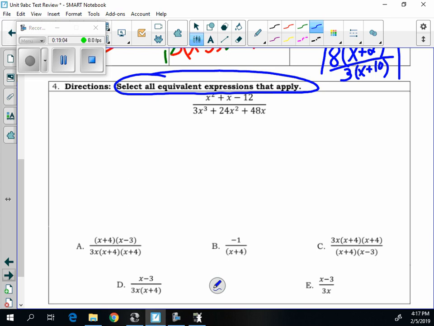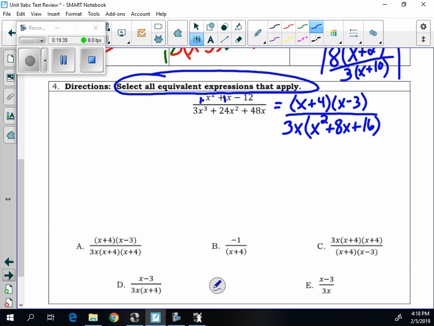So the numerator, there's no greatest common factor. A is 1, so it's like we just did. Which numbers multiply to c that add up to b, which is 1. And that's x plus 4, x minus 3. In the denominator, the greatest common factor is 3x. So we divide all 3 terms by 3x, we get x squared plus 8x plus 16. Okay, let's carry that down. So let's look to see, is that part of one of our answers? No, unfortunately, that is not one of our answers.